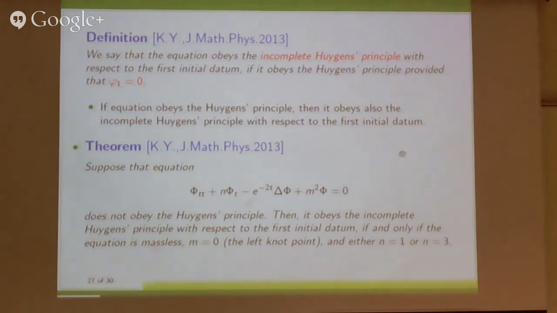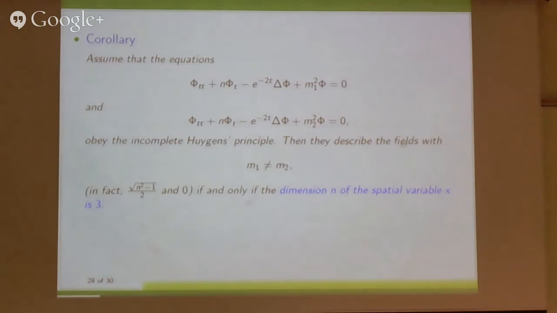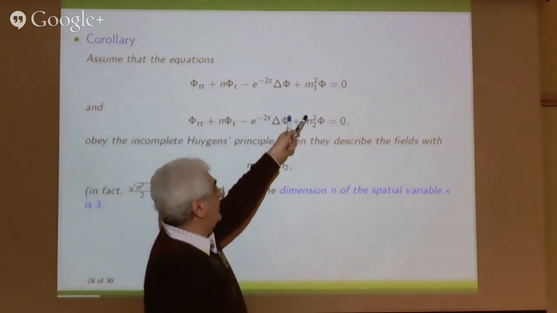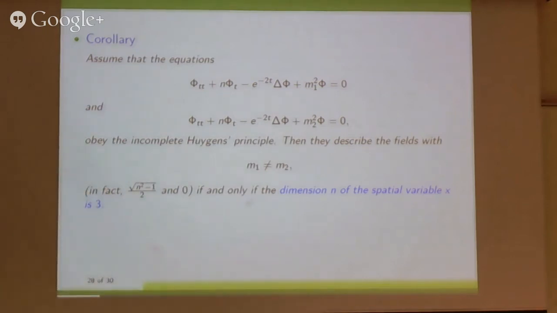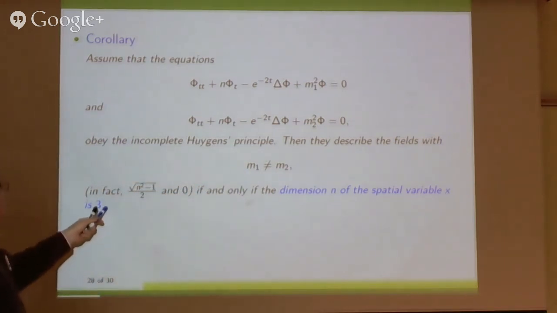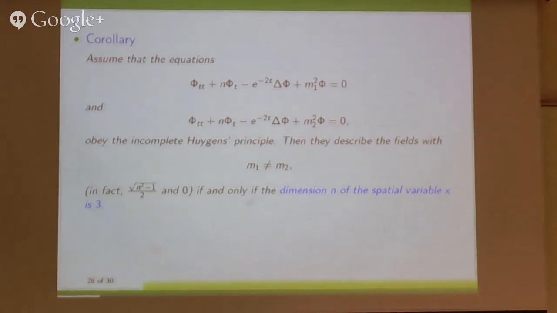And from this theorem and the previous theorem, we can obtain the following corollary. If we have two equations with two different masses, and if they both obey incomplete Huygens principle, then dimension must be 3. The only case when these two equations satisfy Huygens principle is when dimension is 3. That means exceptional dimension 3, some kind of answer why the dimension of space is 3.